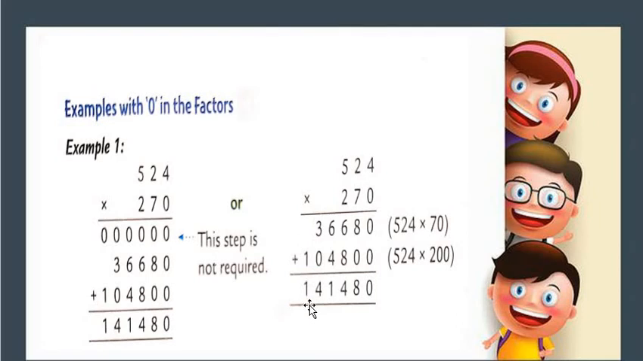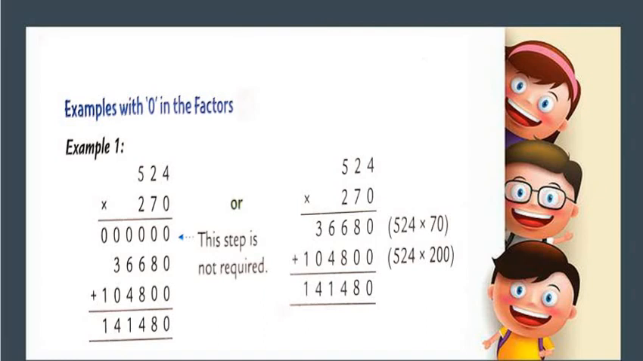So what is it called, all students? What we call is the place of lakh. A 6 digit number is in the place of lakh. So the answer is 1,41,480. I hope you all have understood.